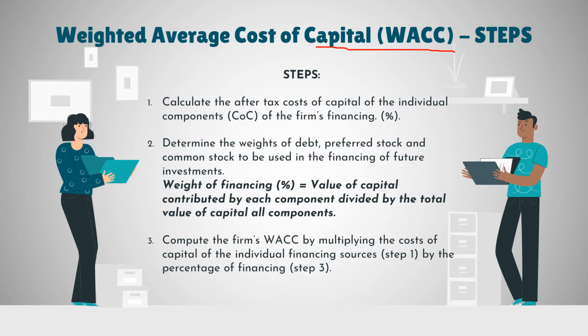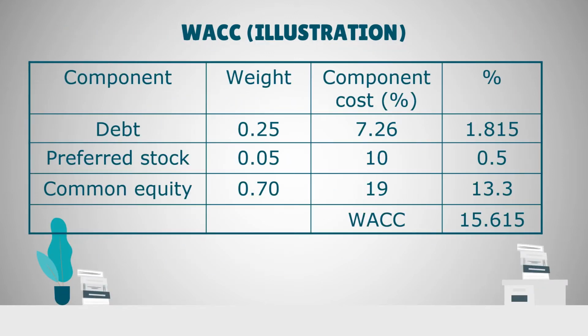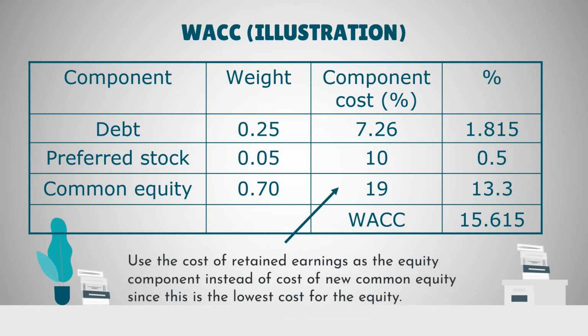The first, you have to calculate after-tax cost of capital of the individual component of the firm's financing. So the first step kita akan kira untuk first step. So untuk kita kira first step, we have to know what is cost of equity. Okay, this one is more on the illustrations. So, illustration, apa yang ditunjukkan kat sini?